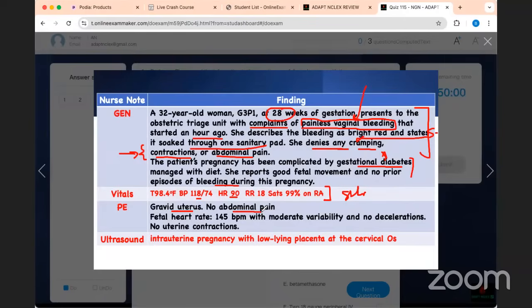That means she has a baby there. She has no abdominal pain. The fetal heart tone is what? Heart rate is 145. That's normal, right? And it's moderate variability. Good sign. Baby is doing fine. There's no deceleration, and there's no contraction, telling you everything is doing fine. Everything is normal. You do the ultrasound, and there's an intrauterine pregnancy, a baby there with a low-lying placenta at the cervical os.